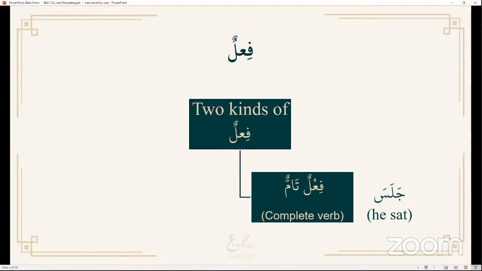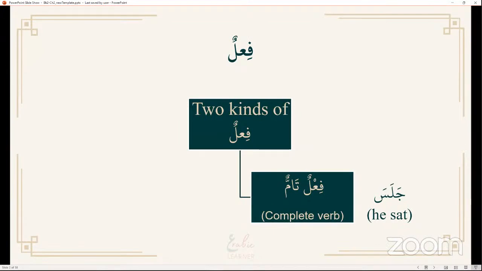Why? Because if I ask, where was Muhammad? Someone says, he sat, jalasa, or he left, kharaja. That means it is a complete answer. Muhammad left, kharaja. And jumla means a sentence that completes the meaning.